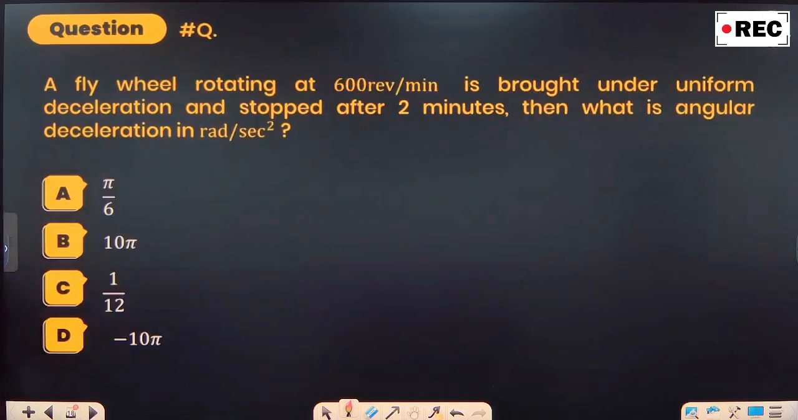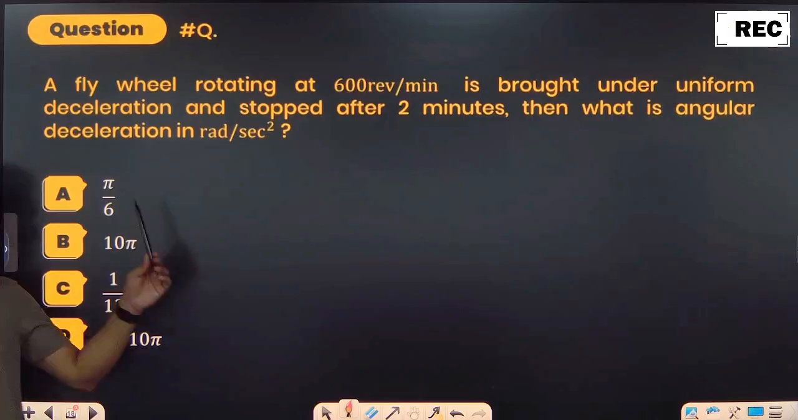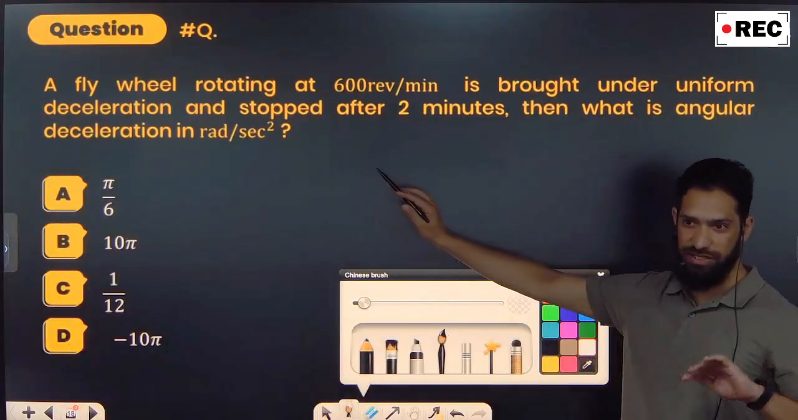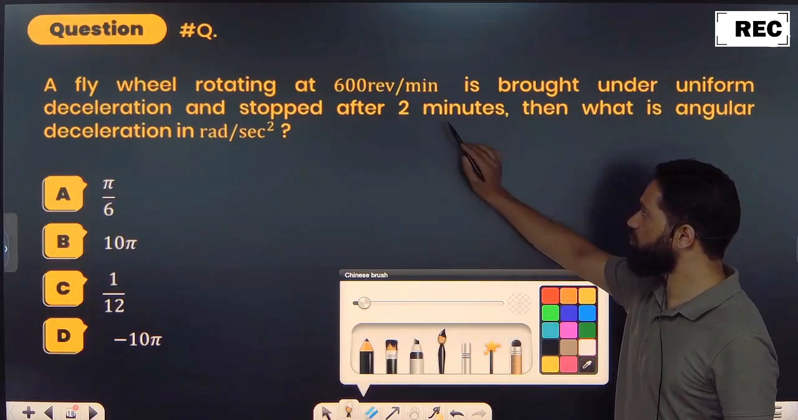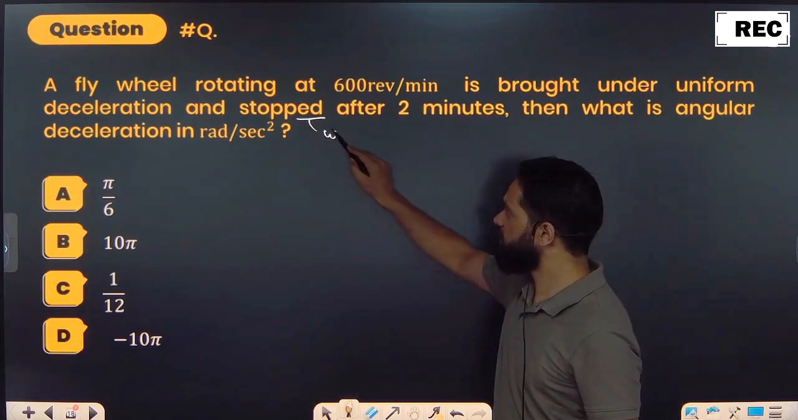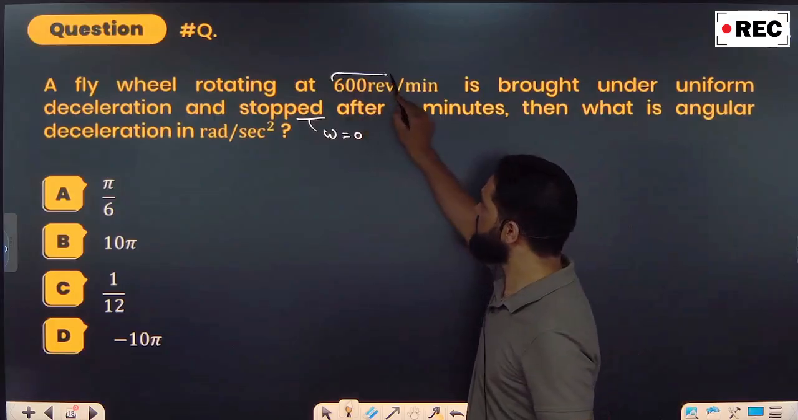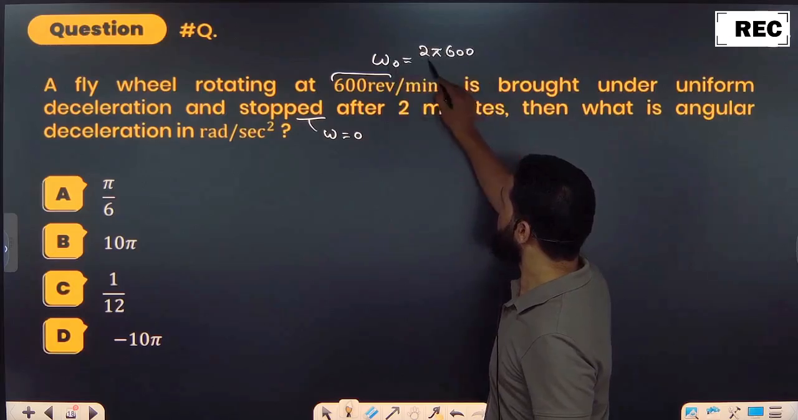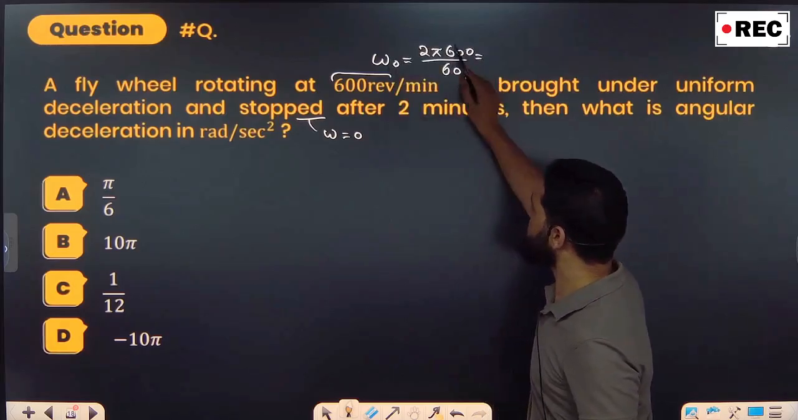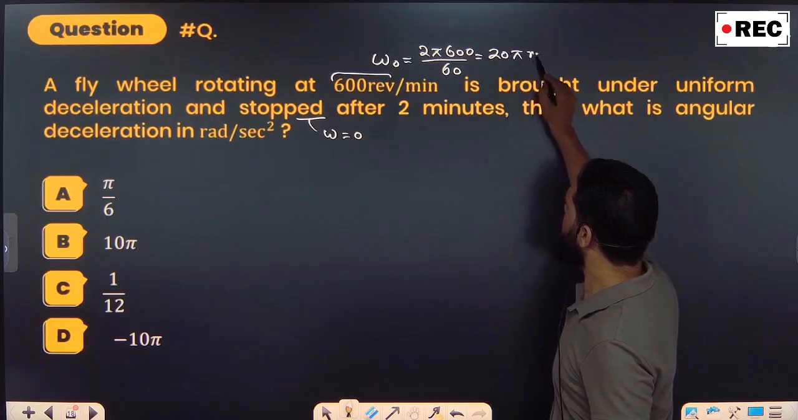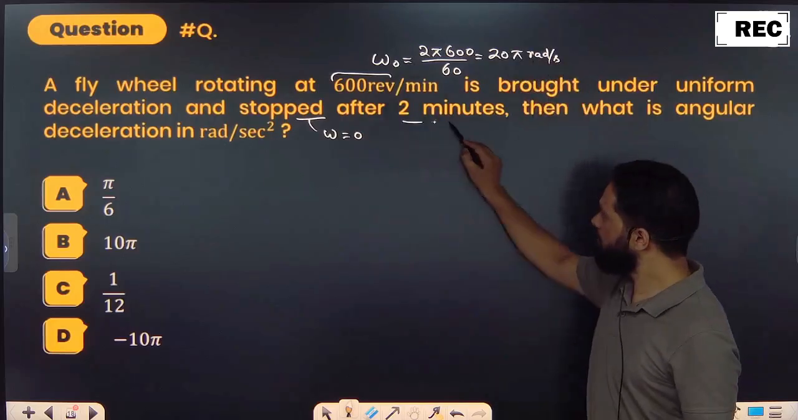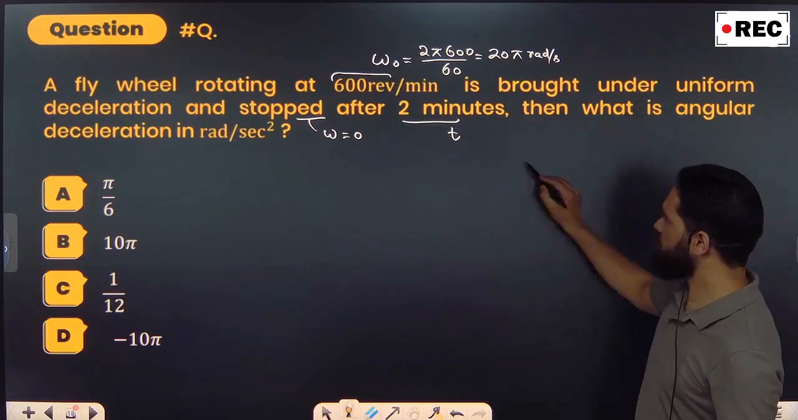Do this. RPM 600, right? It is brought under uniform deceleration, means alpha negative. Stopped after 2 minutes. Stop means what is final? 0. This is initial. You can write down 2 pi n by 60. So it is 10 to 20 pi radians per second. Final is 0. Initial you have. T is the time. Angular acceleration.